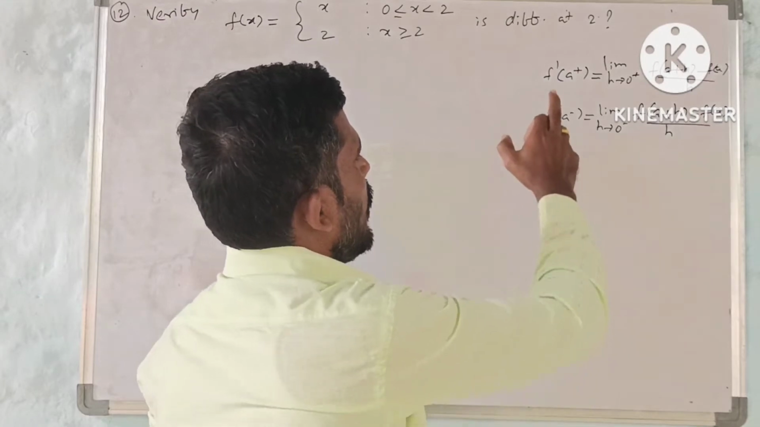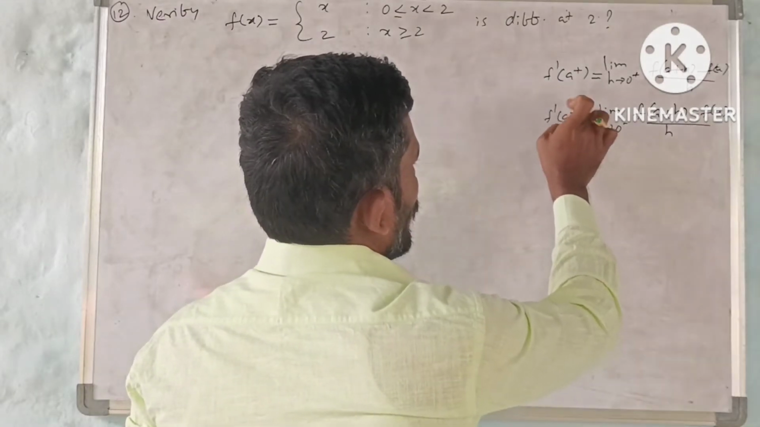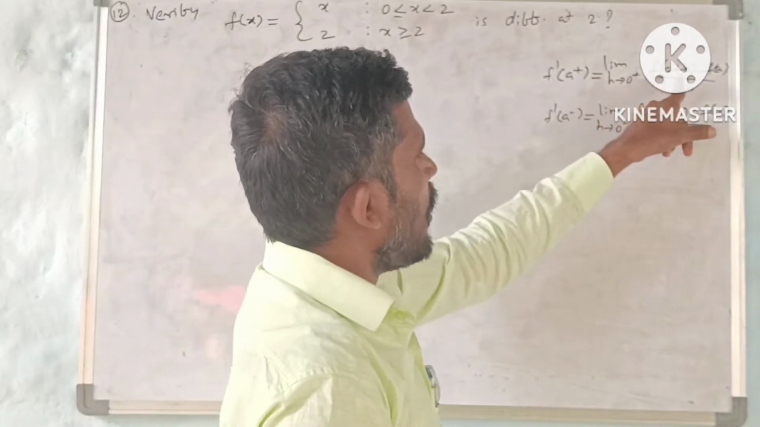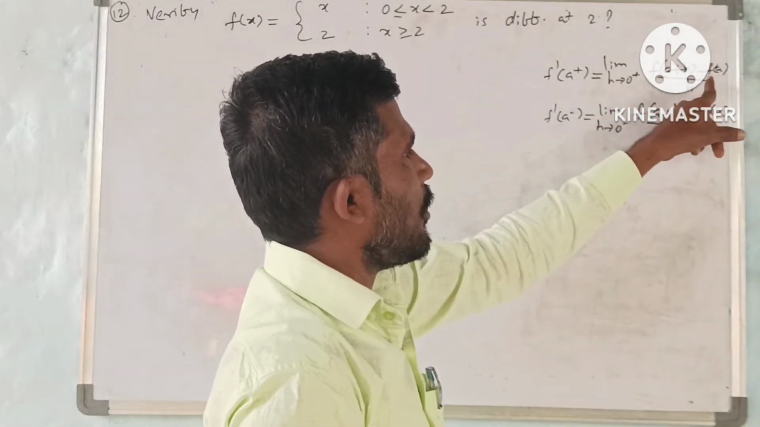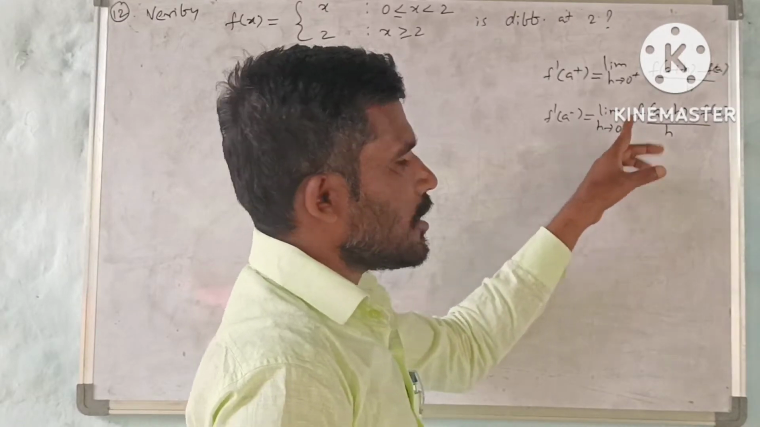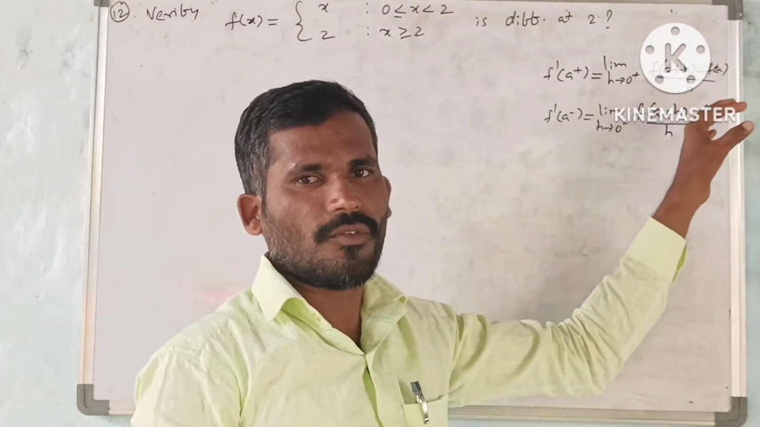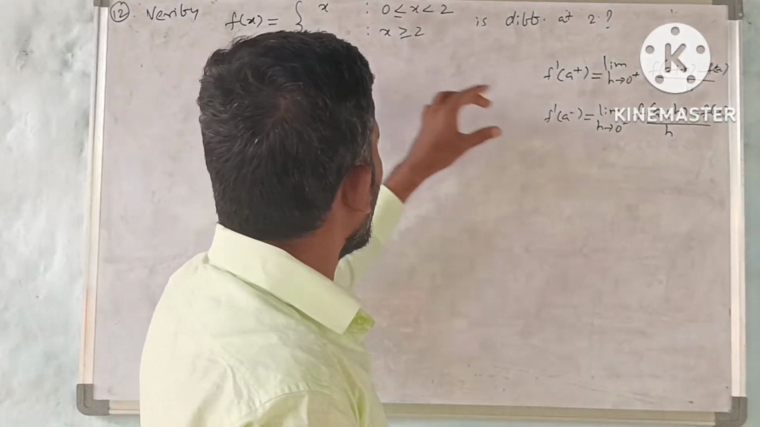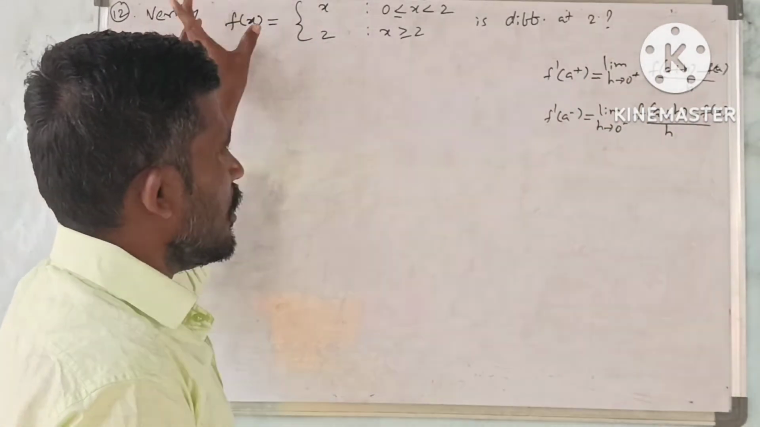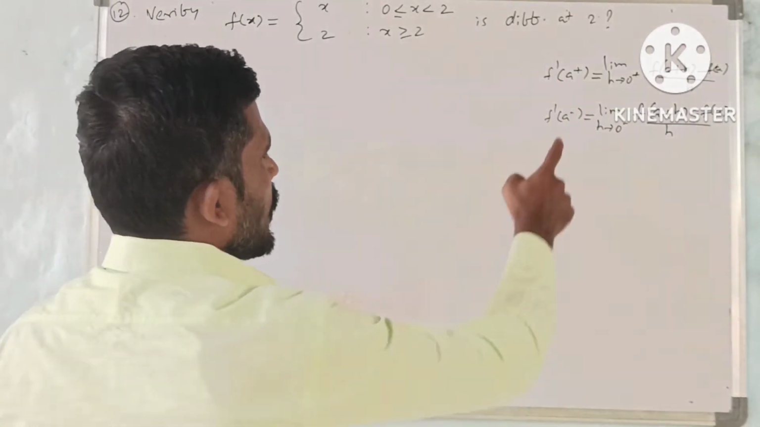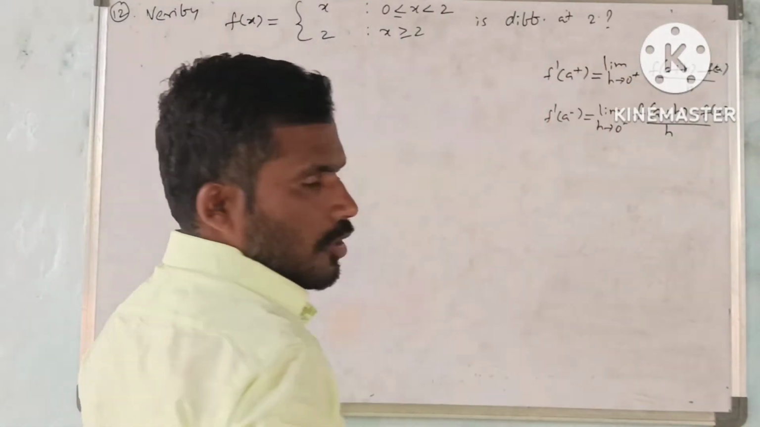So that is left to right both are equal, that is limit h tends to 0 plus f of a plus h minus f of a by h, and limit h tends to 0 minus f of a plus h minus f of a by h. If both are equal, then only the given function is said to be differentiable at the point a. So in place of a what is given here, we have to find at 2.